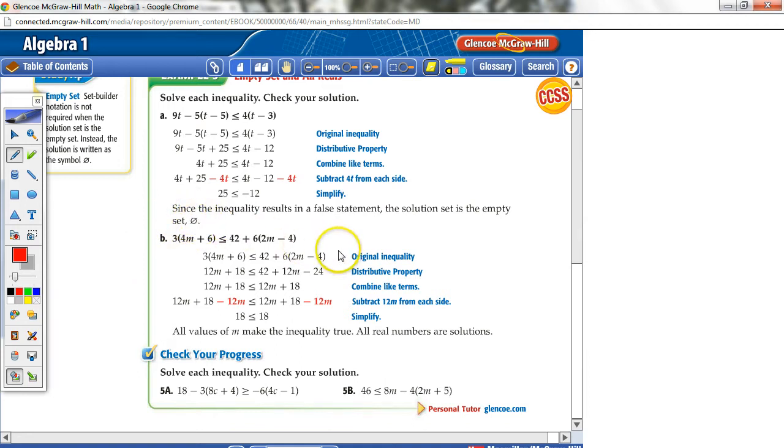There's going to be another case where you solve it. There's no terms with variables. And you have 18 is less or equal to 18. That is true because of that equal sign there. Then that means it's all true. So all real numbers are solutions. Okay, so if the number sentence is not true, it's an empty set. If it is true, then all real numbers is the solution.